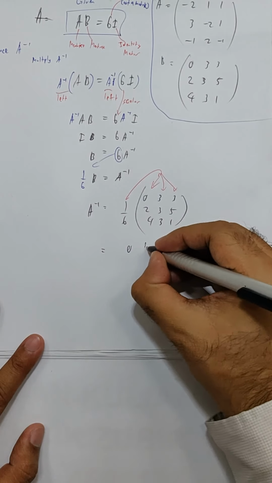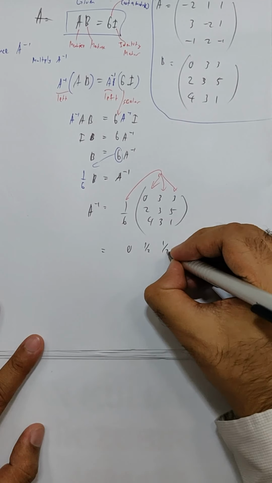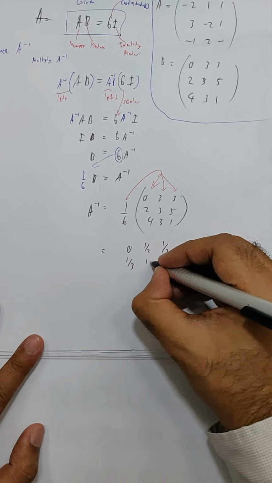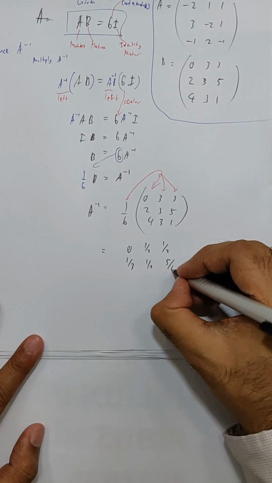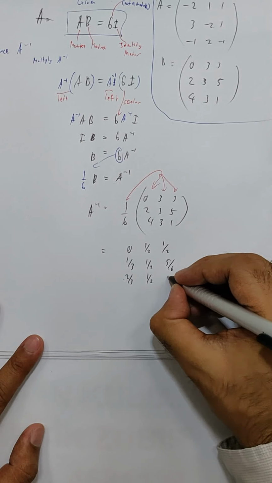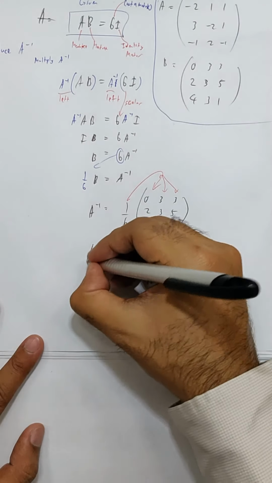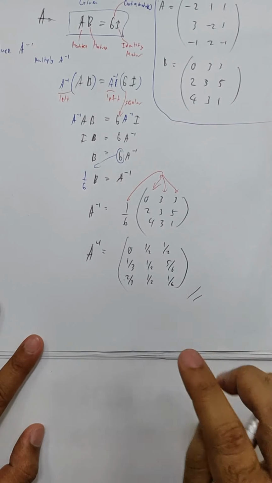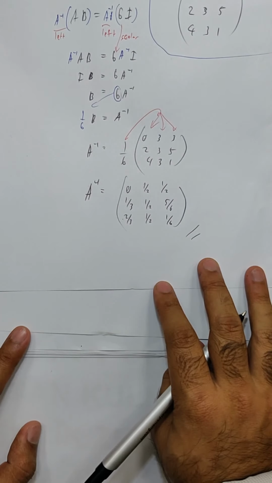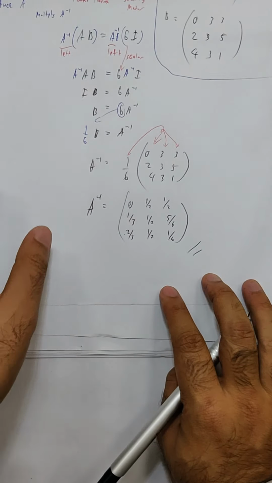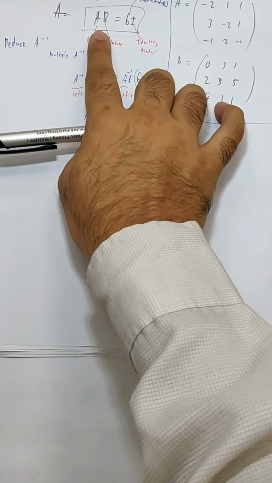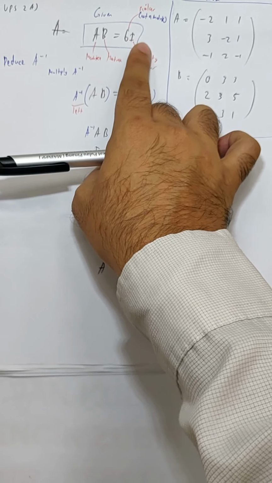So 0, 1 over 2, 1 over 2, 1 over 3, 1 over 2, 5 over 6, 2 over 3, 1 over 2, 1 over 6. So this is your A inverse. You okay? If you are given, well, when should you use this way? If you are given an equation, something like this.